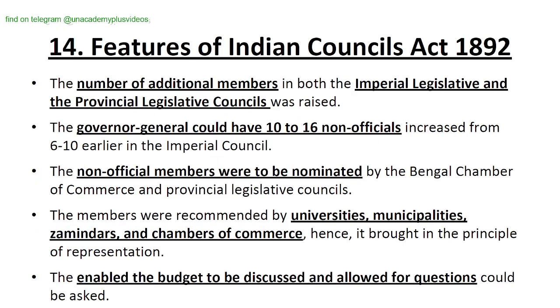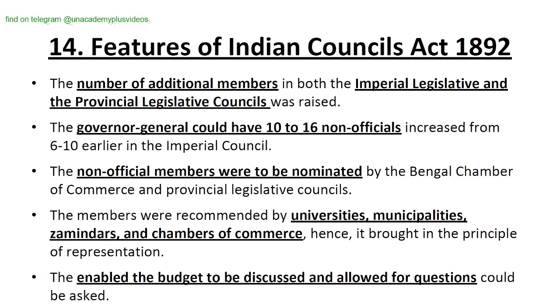Features of the Indian Councils Act 1892. The number of additional members in both the Imperial Legislative and the Provincial Legislative Councils was raised. The Governor General could have 10 to 16 non-officials, increased from 6 to 10 earlier, in the Imperial Council. The non-official members were to be nominated by the Bengal Chamber of Commerce and the Provincial Legislative Councils. The members were recommended by the universities, municipalities, the zamindars and Chambers of Commerce, hence it brought in the principle of representation.